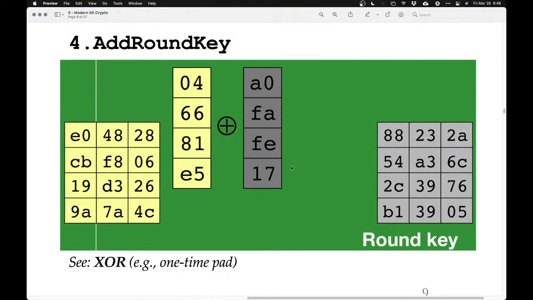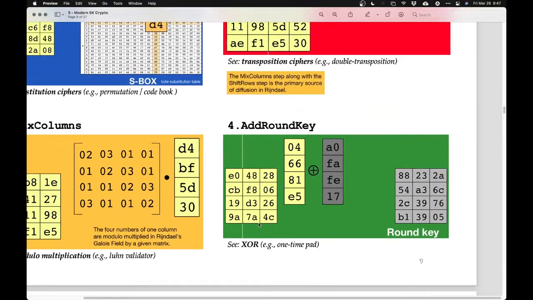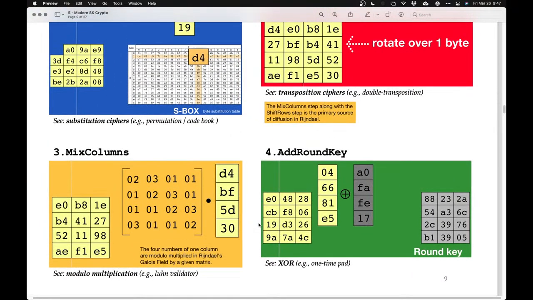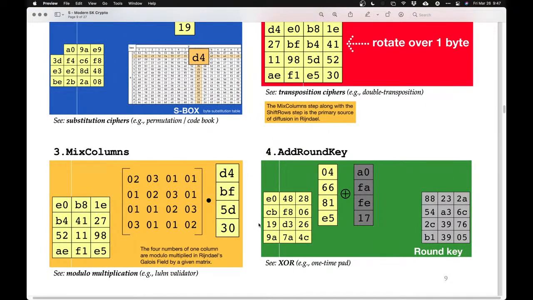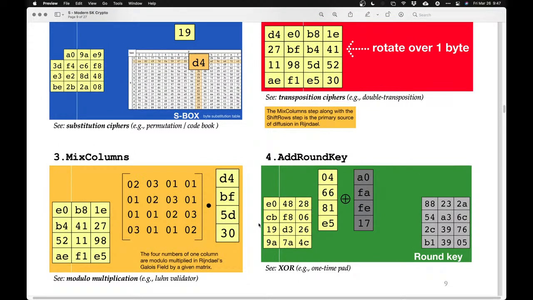And the last step was the add round key. This was an exclusive OR operation. It's kind of like the one-time pad, except the good thing is that you're assured to get a different key each time because of the key schedule function. All right? So all the stuff that you've learned, substitution, permutation, transposition, modular multiplication, exclusive OR, it all comes together in this very modern cipher.